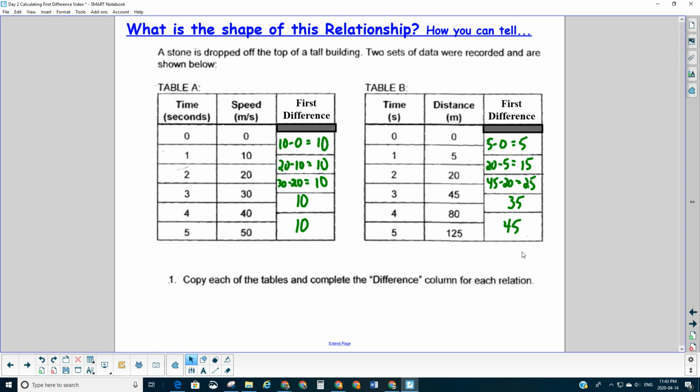Well, we might be able to follow a pattern and make a prediction, but it's not quite as easy as this grade 9 pattern. Okay? And it's difficult to tell what 6 seconds would be. I think it would be 180 maybe, but I have less confidence in this than I do in that.